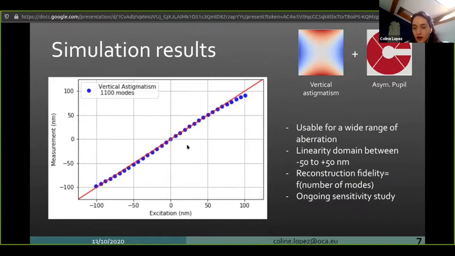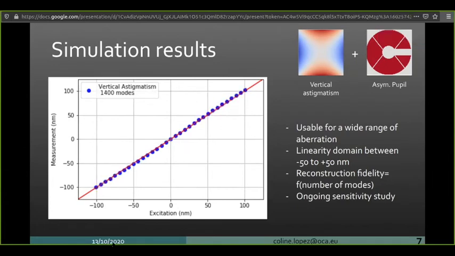So to conclude for this method, we can say that it is usable for a wide range of aberrations. Here I only presented the Zernike modes, but you can do that with other aberrations. It seems that we have a linearity domain between minus 50 and plus 50 nanometers, and the reconstruction fidelity of the image is a function of the number of SVD modes that we are keeping. There is currently a sensitivity study with Subaru in Hawaii that is planned. Thank you. If you have any questions.